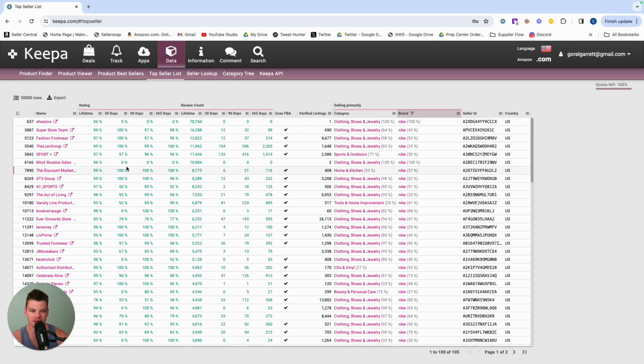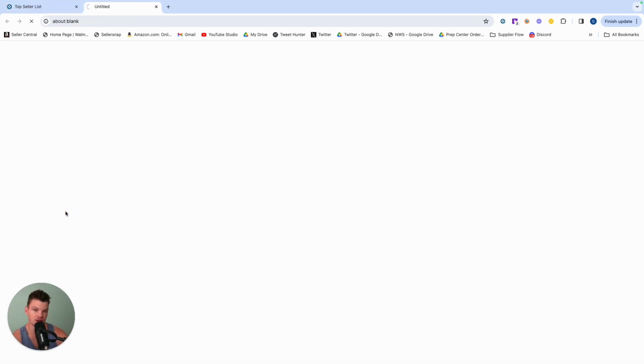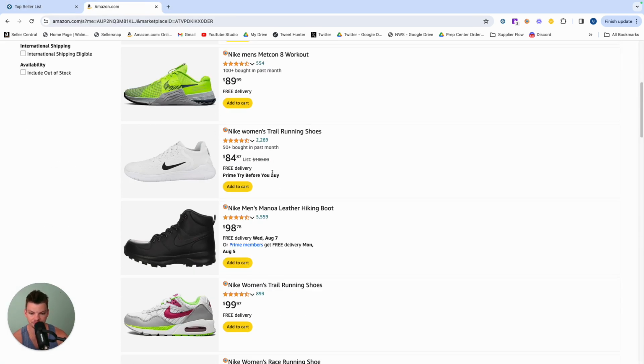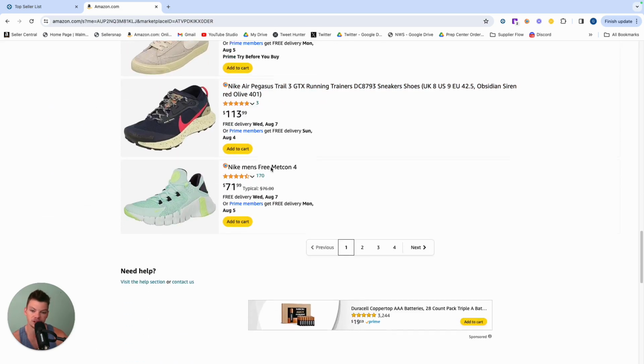But when we start to click into some of these stores, we can understand how big of a seller they are, right? We can see the verified listings that they have. We can see the reviews. We can see all this sort of information, right? So we can click into this right here, and we can see their storefront consists of 88% Nike, which obviously is a significant portion of their store. And now we're in here, and look, we see, of course, a lot of Nike shoes.